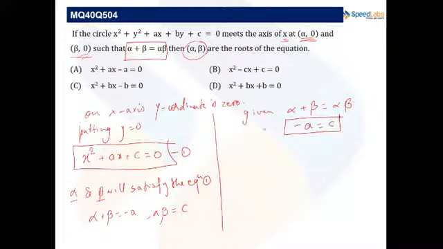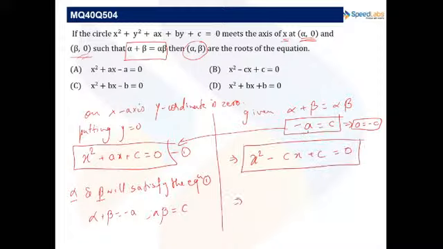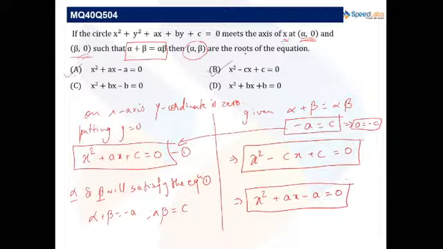So if we put this value here, and put the whole equation in terms of c, then it will be x square, a will be equal to minus c, so x square minus cx plus c equals 0. And if we have the whole equation in terms of a, then we will substitute the value of c as minus a. So the equation will be x square plus ax minus a equals 0. So we can see there are two correct options, A and B. Got it?